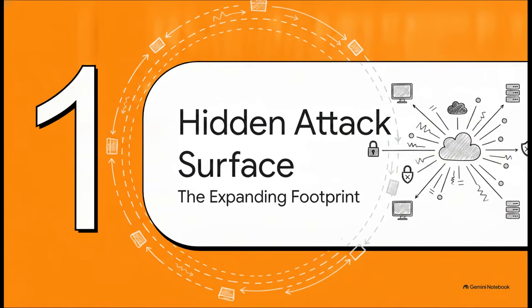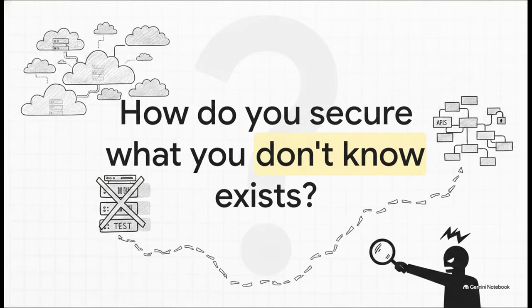Section 1. The hidden attack surface. It really all boils down to this one pivotal question. How exactly do you secure what you don't even know exists? I mean, it's a completely terrifying thought for any security professional. We're talking about the dangers of shadow IT, forgotten test servers left running, undocumented APIs.